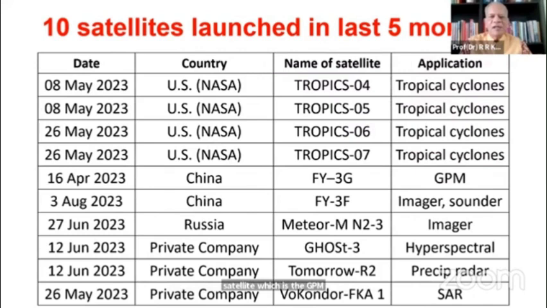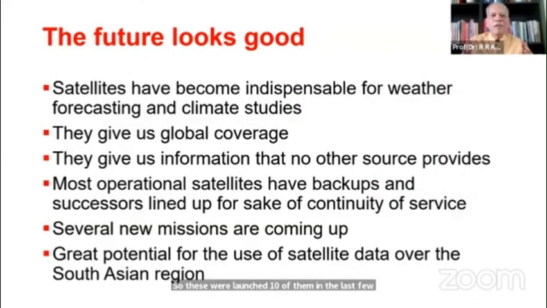China also launched a satellite FY3F this August. It has an imager and a sounder. In June, Russia launched the Meteor M, which has an imager. And interestingly, private companies have launched 3 satellites. One is called Ghost 3. It has a hyperspectral imager. A satellite named Tomorrow, Tomorrow is the name of the satellite, is measuring precipitation. And a satellite called Wokondor has a synthetic aperture radar. So these were launched, 10 of them in the last few months. So it indicates how much interest people have in this.